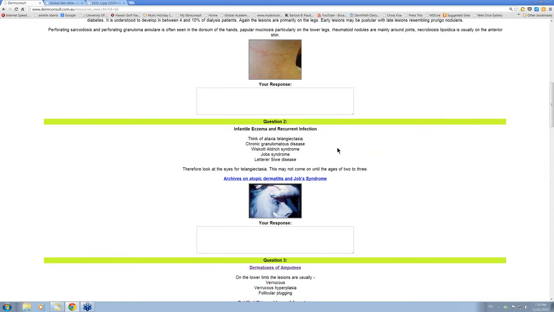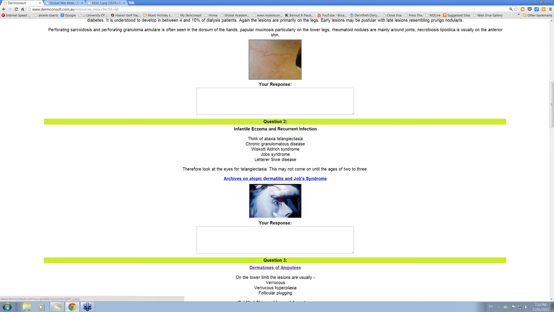There was this one on infantile eczema and recurrent infections, and remember the Wiskott-Aldrich and Job syndrome that we spoke about before. Job syndrome especially: cold or hot abscesses, high IgE, the atopic eczema picture, and recurrent infections.